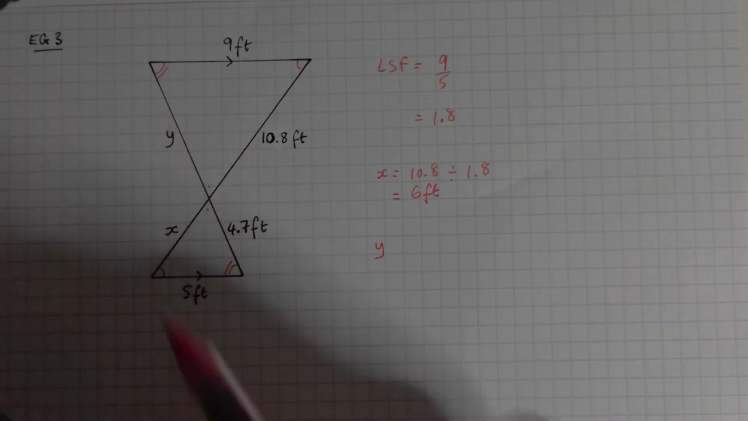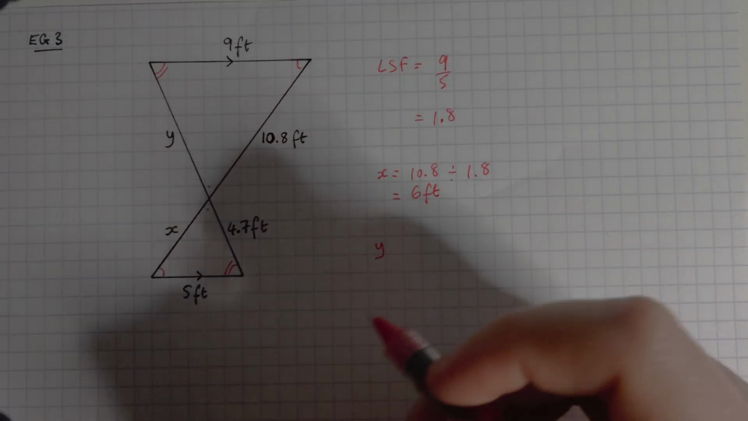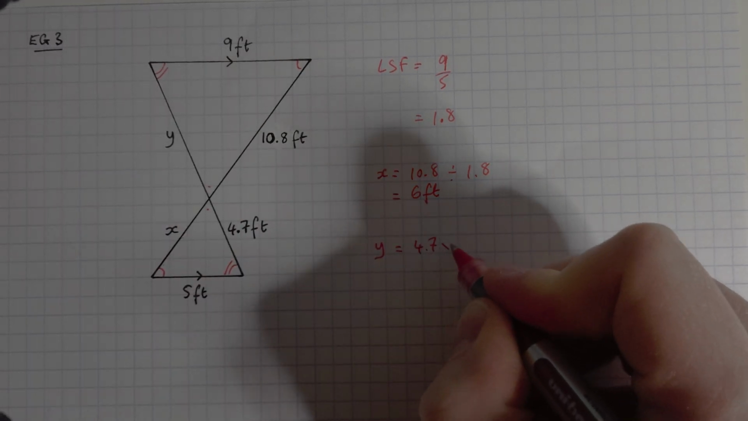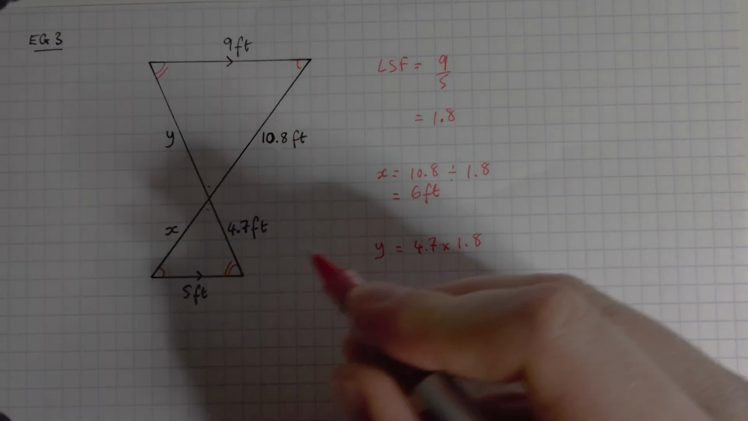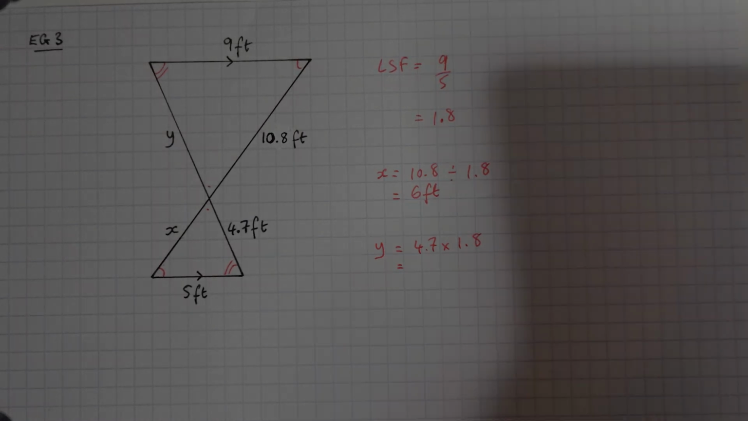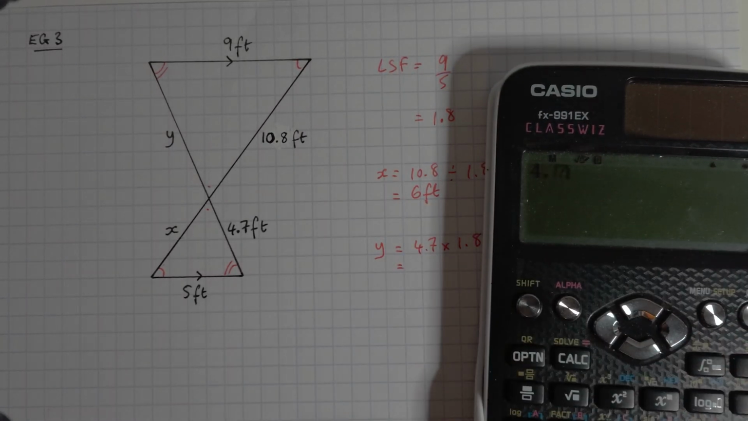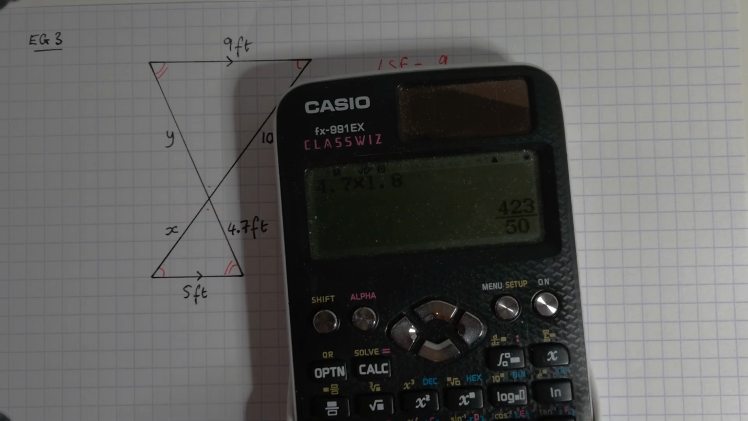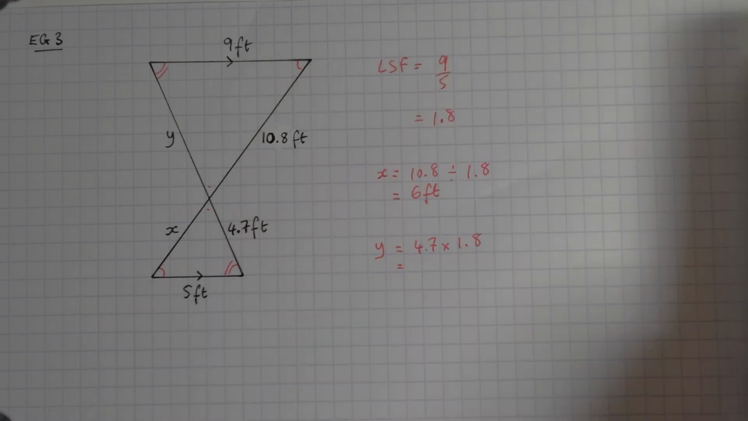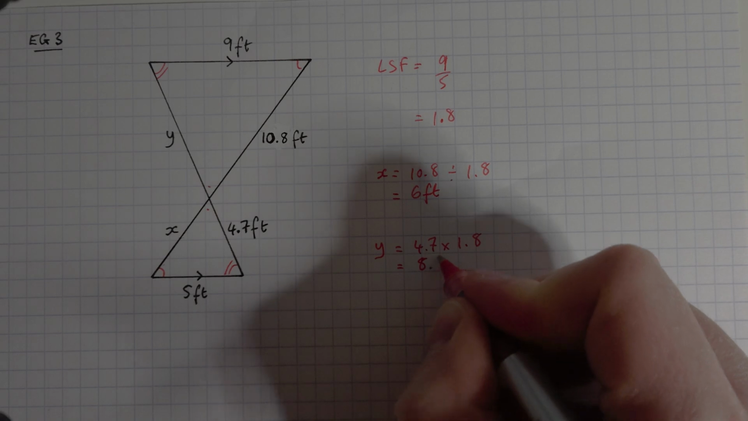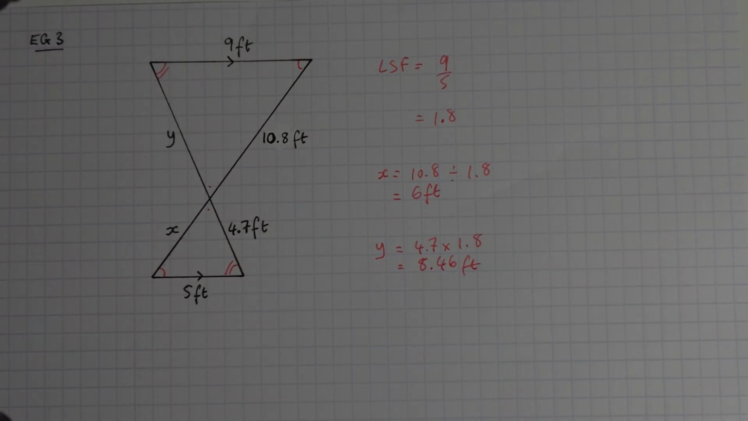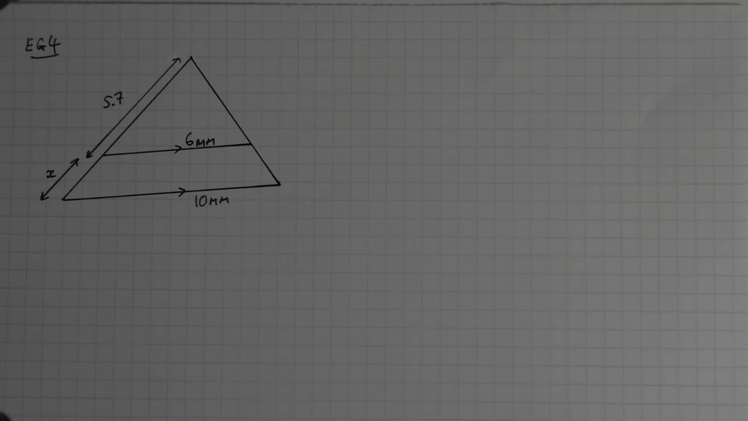And for Y, well, Y is on the big triangle, so I need to multiply here, and the Y corresponds to the 4.7, so it's 4.7 times 1.8, because I'm on the big triangle. 4.7 times by 1.8, 8.46 feet. Okay, one last example then that's got some other features.